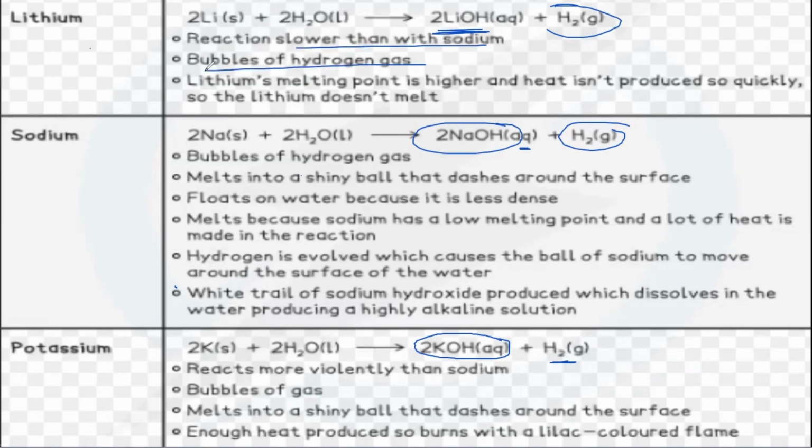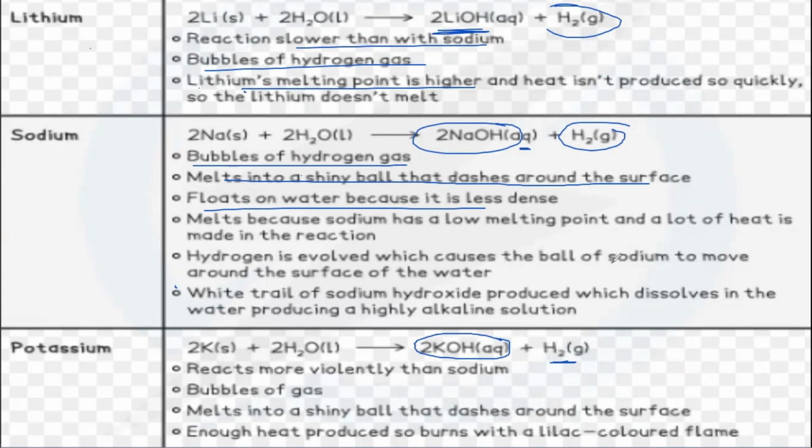We can see the observation that the lithium reaction is slower with water than sodium. You can see the bubbles of hydrogen gas, and slowly, due to the heat of the reaction, since it is an exothermic reaction, heat is produced. So lithium, due to the heat of the reaction, melts and disappears. Sodium, when you put a small piece of sodium, you will see the bubbles of hydrogen gas. Sodium melts into a shiny ball, dashes around the surface of the water and then disappears. Sodium floats on the surface of the water because it is less dense.